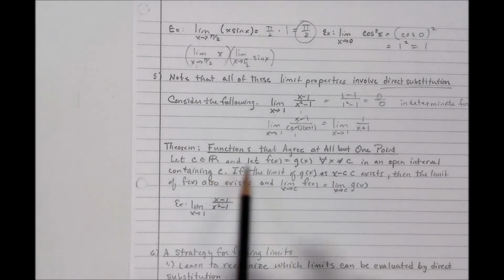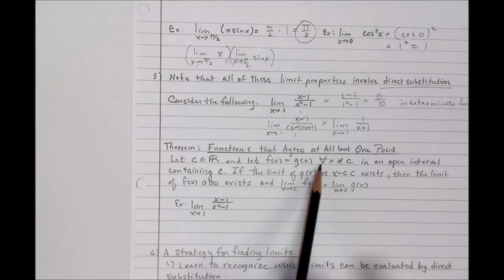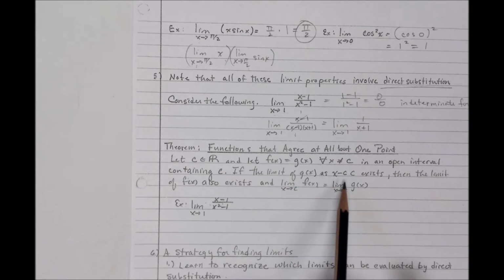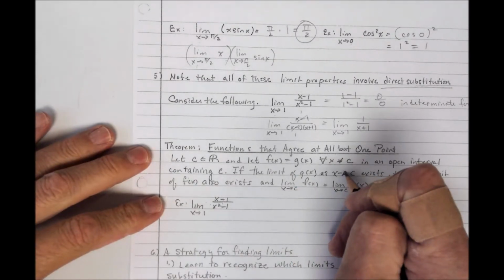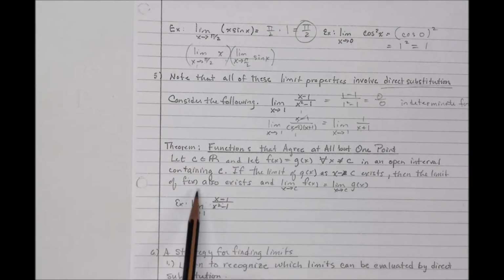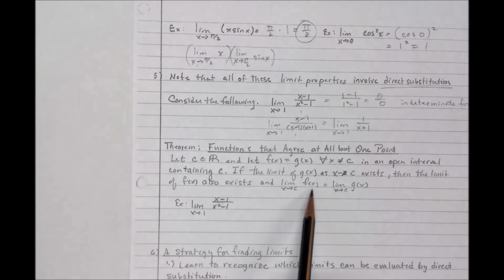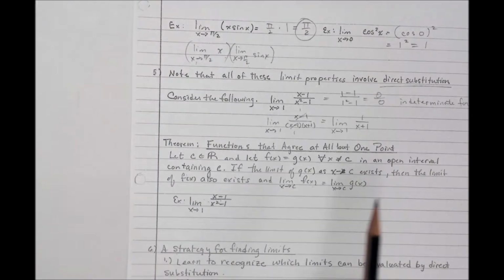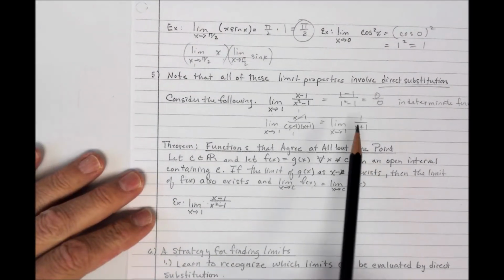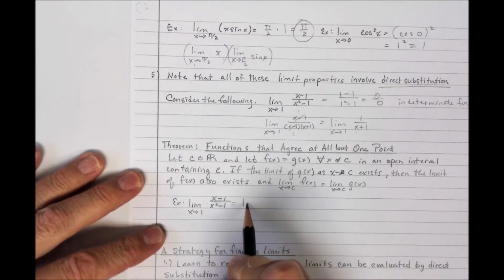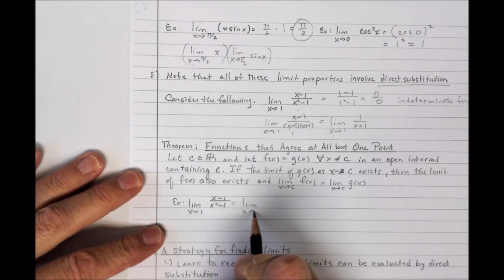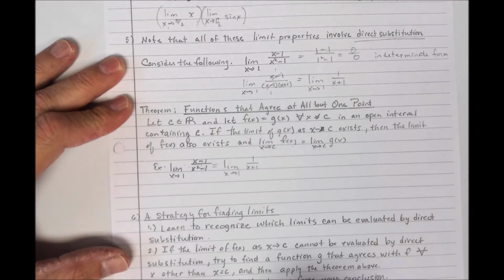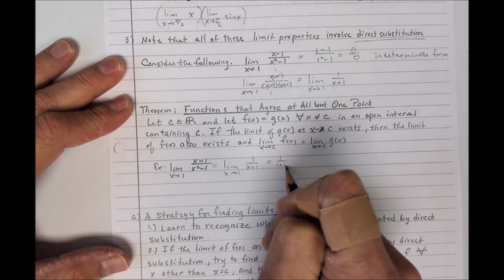Let c be a real number, and let f of x equal g of x for all x not equal to c, in an open interval containing c. Then, if the limit of g of x as x approaches c exists, the limit of f of x also must exist, and the limit as x approaches c of f of x has to be the same as the limit as x approaches c of g of x. If they agree at all but one point, then if the limit exists for one of them, it's going to exist for the other one. So I'm telling you that this is equal to the limit, it's the same guy up here, as x approaches 1 of 1 over x plus 1, which is 1 over 1 plus 1, or 1/2.